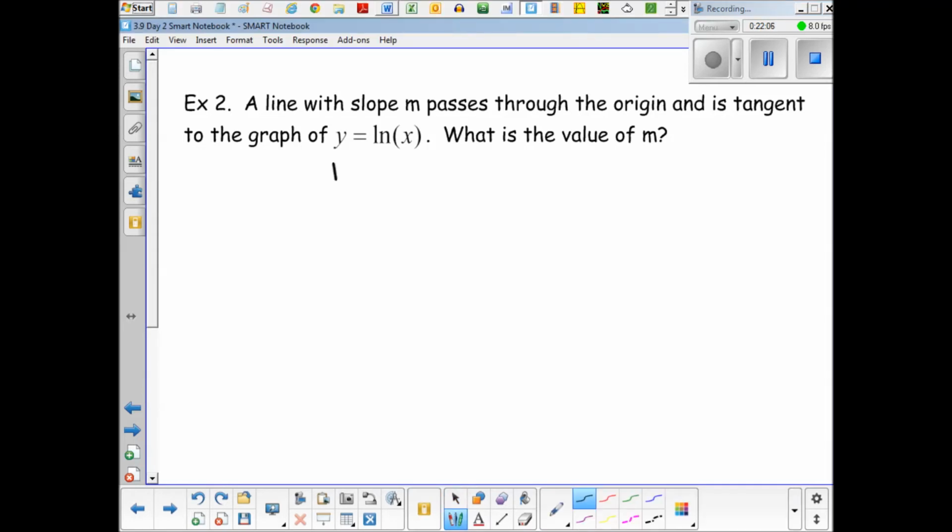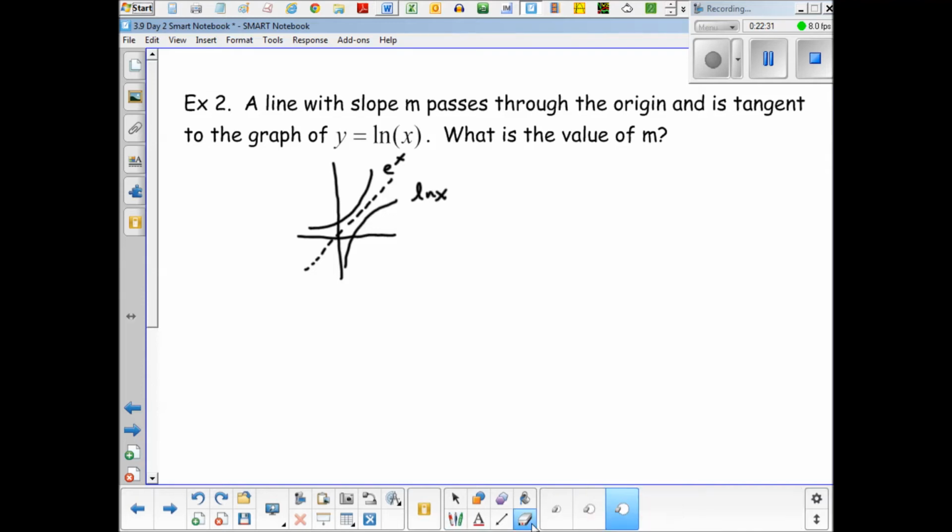If you don't know the natural log of x graph, you might know its inverse graph, e to the x. So e to the x looks something like that. A quick reflection over the y equals x line gives us something like this. This would be the natural log of x. I'm actually going to bring in some graph paper and do it right, but I just wanted to show you that. I'm going to erase this and draw a better sketch.